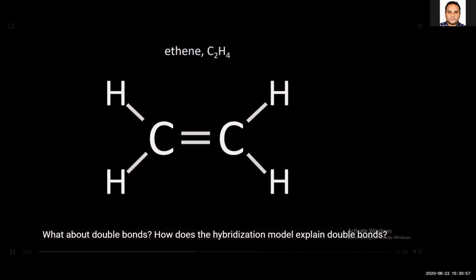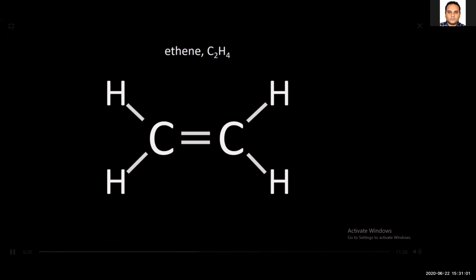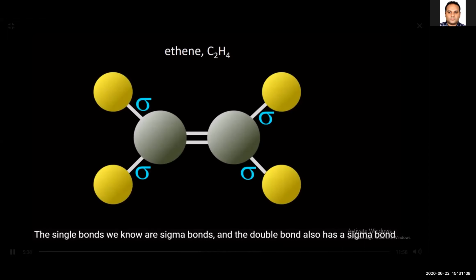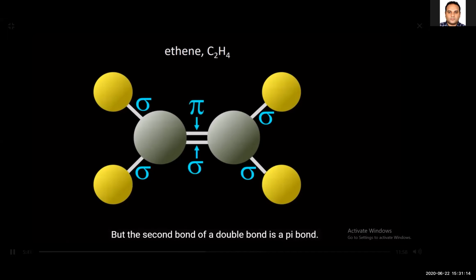What about double bonds? How does the hybridization model explain double bonds? We will use ethene, C2H4, to see what happens in a double bond. The single bonds we know are sigma bonds, and the double bond also has a sigma bond, but the second bond of a double bond is a pi bond. Let's see how hybridization and orbital overlap can explain a double bond.